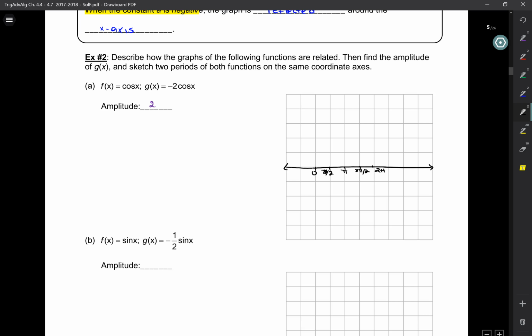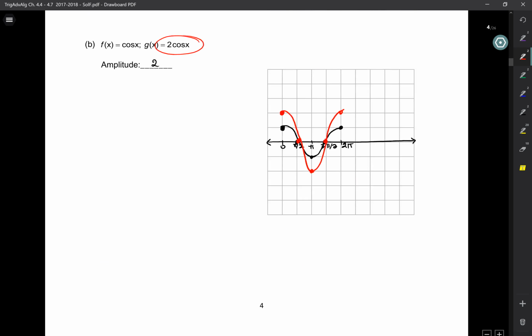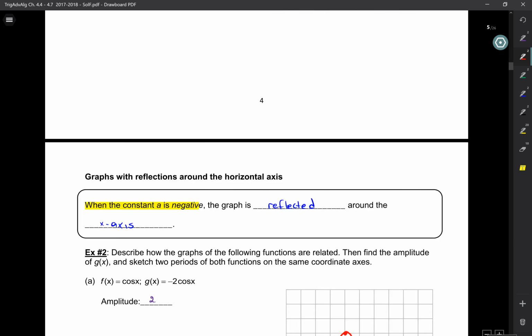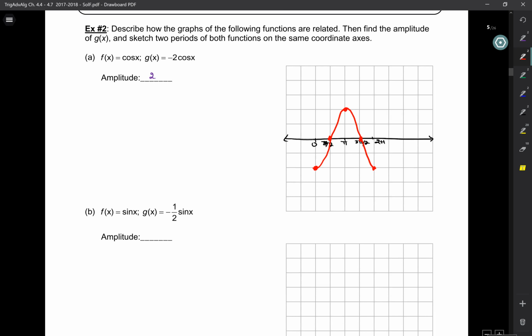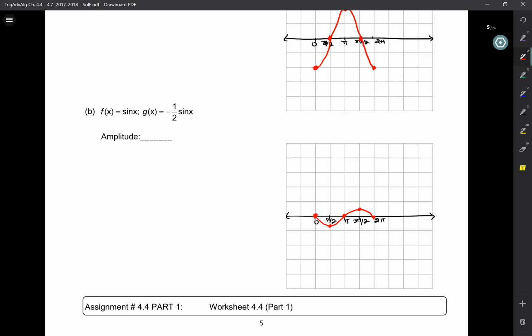Okay, now, here it is, g of x. If it was 2 cosine, we would have started at up 2. Now, because it's -2, we're going to start down 2. And then go to 0, high, 0, low. Okay, so let's compare that to the one we just did here. Okay, this is right side up. This is a reflection. Okay, it looks like this. All right.